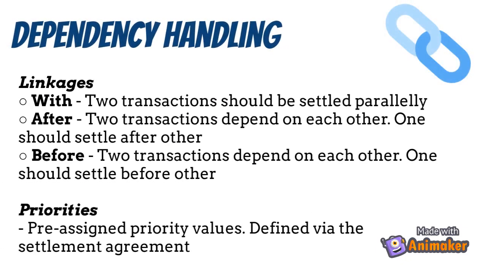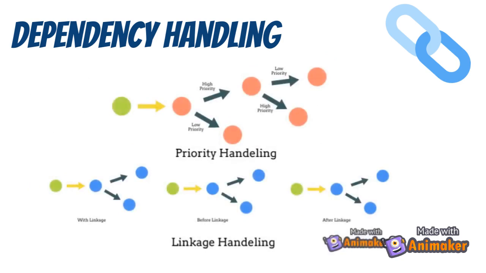Our problem deviates from other existing problems and solutions in this dependency handling feature. There are dependencies between transaction accounts. Those dependencies are categorized into two: priorities and linkages. Priorities are pre-assigned values that are defined via the settlement agreement. Linkages are of three types. Those are with, before, and after. With linkages say that two transactions should be settled in parallel. Before and after linkages say that two transactions depend on each other. One should settle before the other.